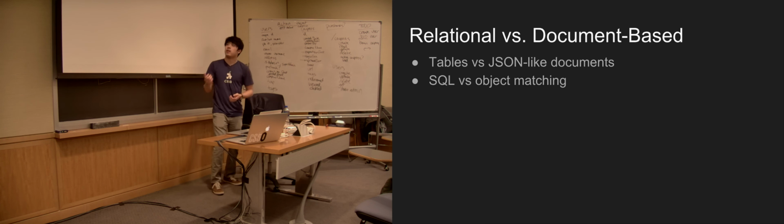Relational, in order to get at your data, you have to use a language called SQL, whereas document-based, you just query for an object. So like ID equals this, and then you search for that, and it'll return it to you.